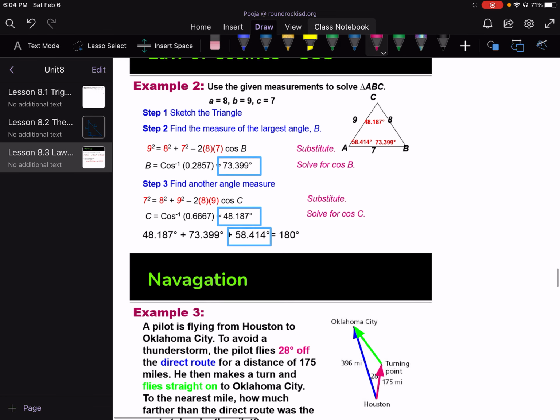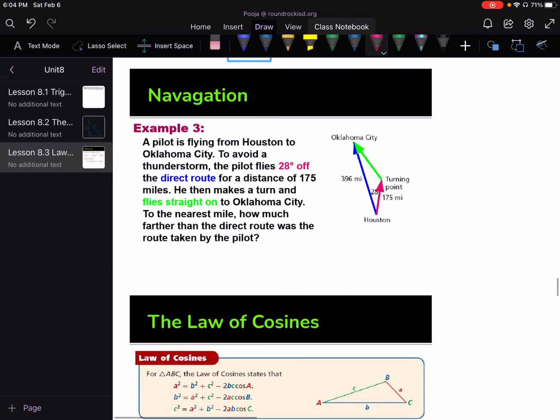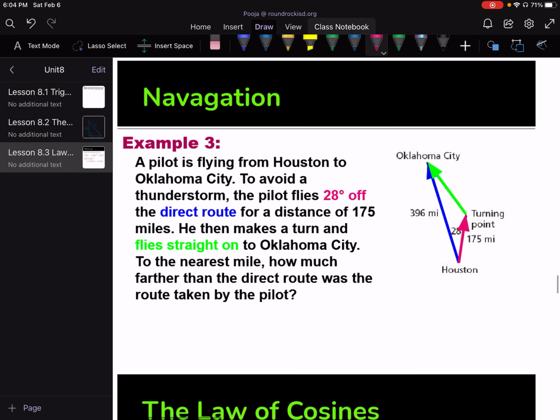What else? Now we need to actually show you a word problem, right? Wouldn't that be nice? It's a pretty good word problem. I like it. But let's see if you like it or not. A pilot is flying from Houston to Oklahoma City. So I've marked it for you. To avoid a thunderstorm, the pilot flies 28 degrees off the direct route for a distance of 175 miles. He then makes a turn and flies straight on to Oklahoma City. To the nearest mile, how much farther than the direct route was the route taken by the pilot?